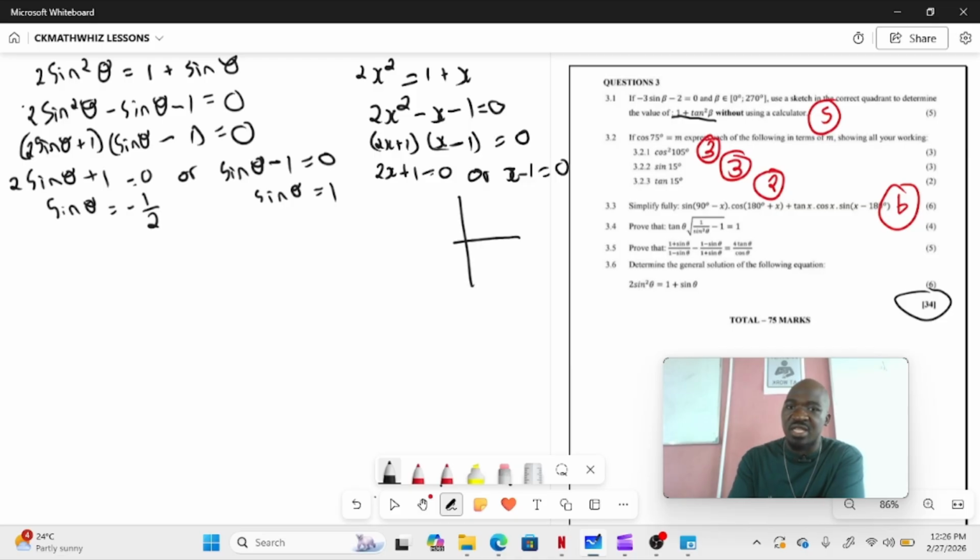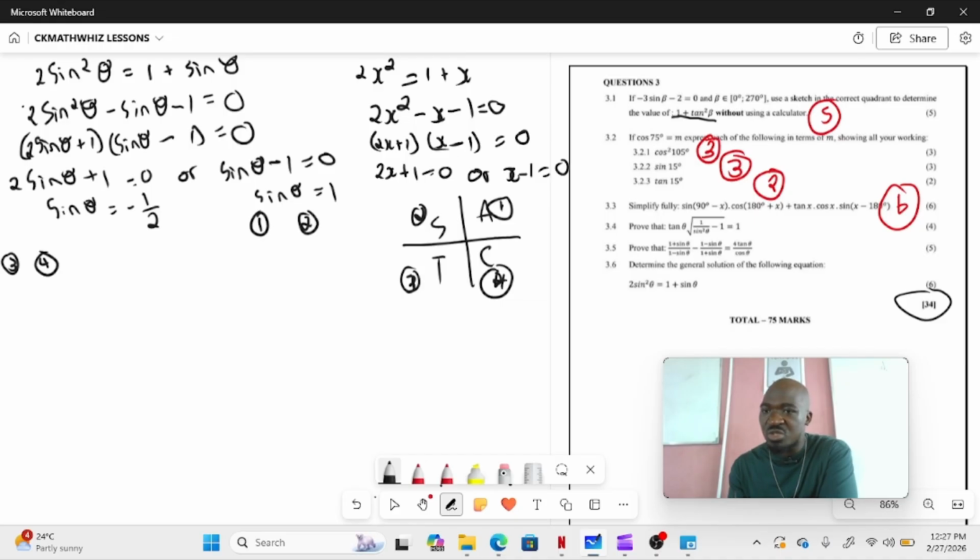And looking at this CAST, sine theta is negative here and here, on this one and here. So it's 3 here and 4 here. It's negative, so it's going to be quadrants 3 and 4. Then sine theta is positive here on 1 and 2. So here it's going to be 1 and 2.